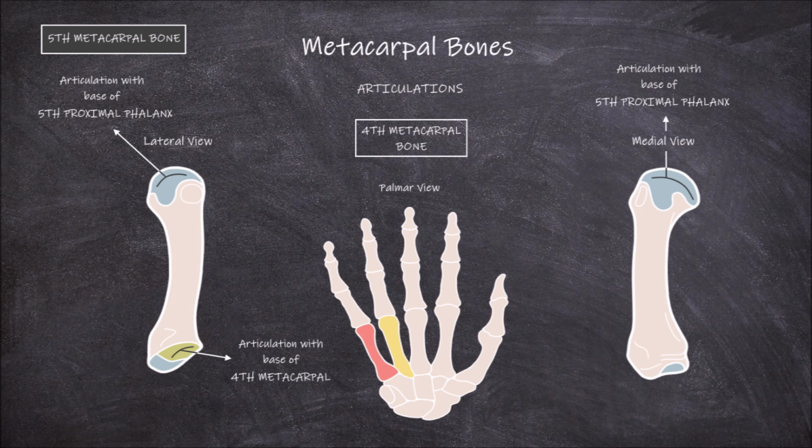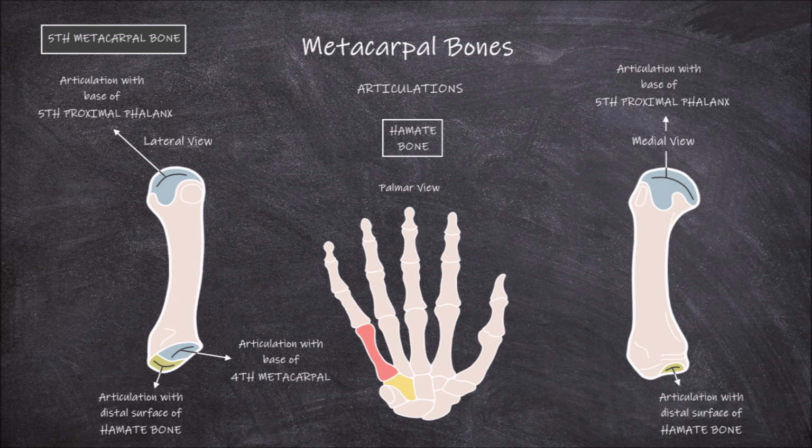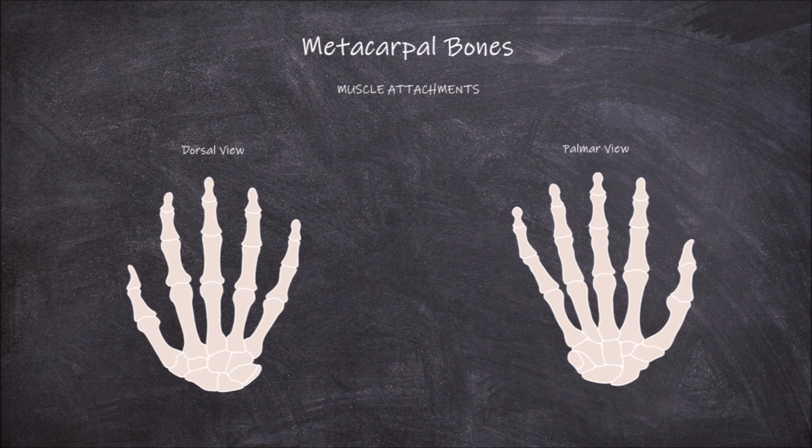The third and final articulation is with the hamate bone. A facet on the proximal surface of the base of the fifth metacarpal articulates with the facet on the distal surface of the hamate bone. What about the muscles that attach to these bones? Let's again start with the first metacarpal. There are four muscles that attach to this bone.